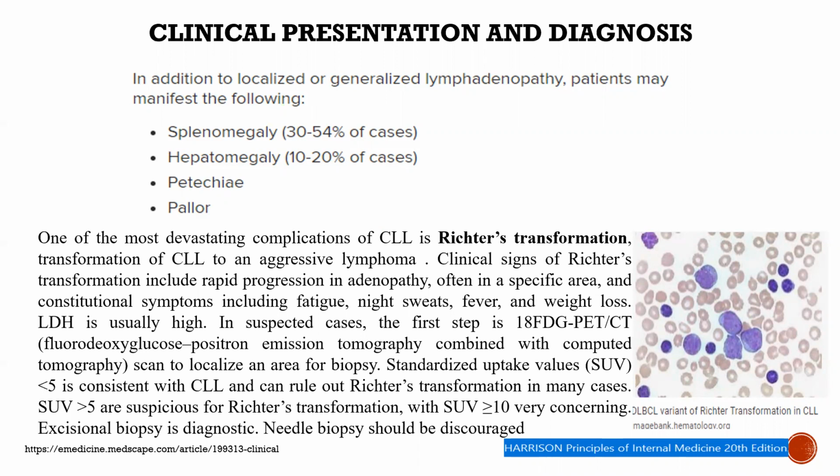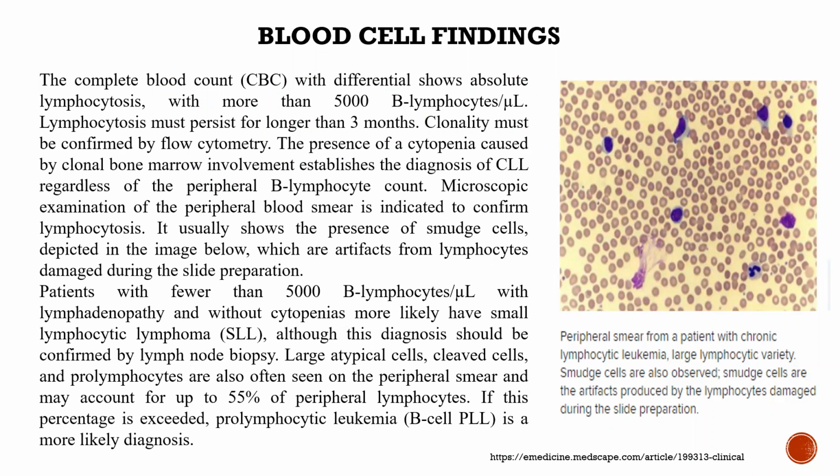LDH level is usually high. In suspected cases, the first step is positron emission tomography combined with computed tomography scan to localize an area for biopsy. Standardized uptake values consistent with chronic lymphoblastic leukemia can rule out Richter transformation in many cases. Excisional biopsy is diagnostic and needle biopsy should be discouraged. The complete blood count with differential shows absolute lymphocytosis with more than 5,000 B lymphocytes per microliter. Lymphocytosis must persist for longer than 3 months. Clonality must be confirmed by flow cytometry.